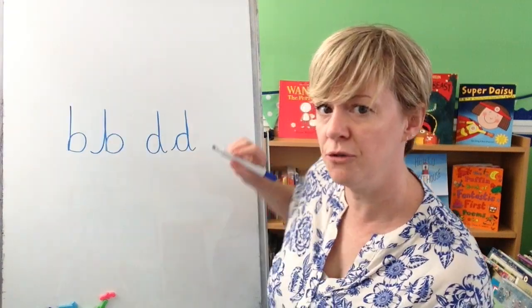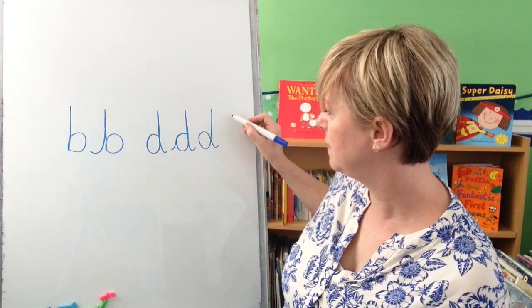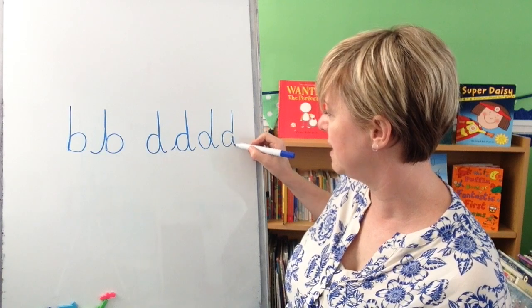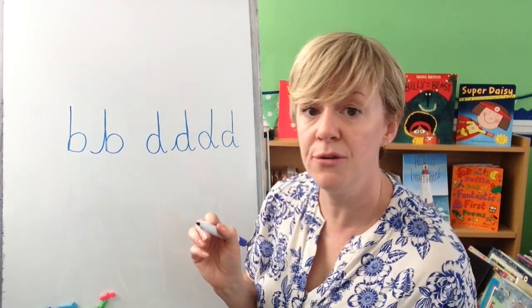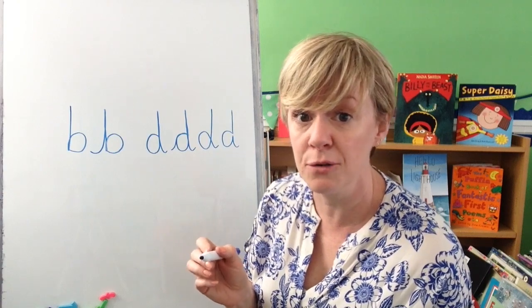A lot of children form their D's starting from the top, so they might do it this way or they might do it that way. And if you're starting both your B's and D's from the top, you can see how easy it is to get them in a muddle. Now, it's easy for me to sit here and say we need to start our letters from the right place, but we're talking about very little children here, and it's quite fiddly to do.